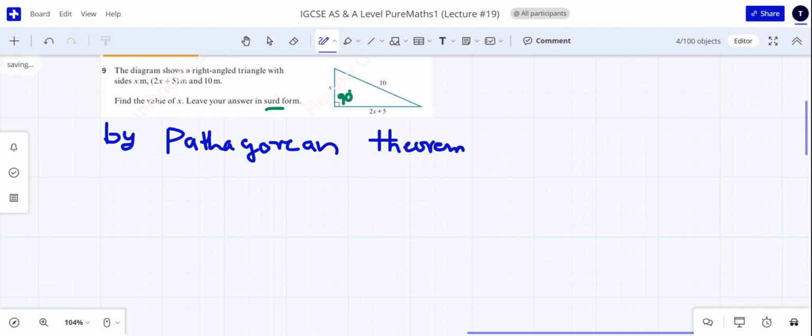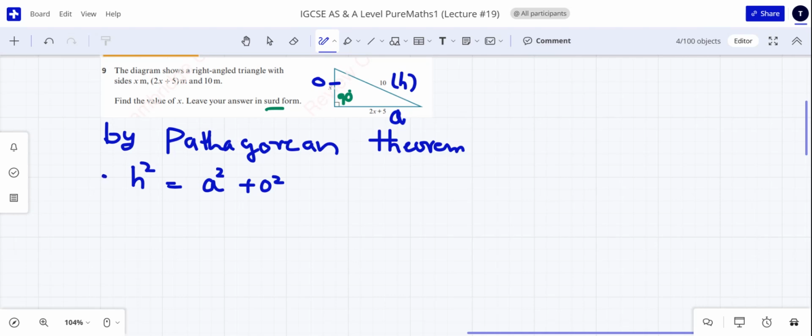So now the Pythagorean theorem is: hypotenuse squared equals adjacent squared plus opposite squared. The hypotenuse is the longer side of the right angle triangle. Opposite means the side opposite to the hypotenuse, and the third side is called the adjacent side. So here the hypotenuse is 10, opposite is x, and adjacent is 2x plus 5.